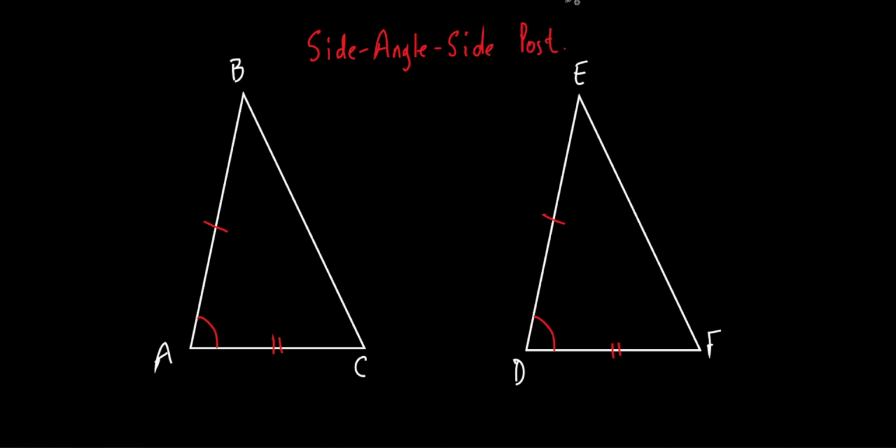I'll just put P-O-S-T, is that all right? But the word is postulate. So this is called the side angle side postulate. Notice where the angle is compared to the sides. Where is this angle?